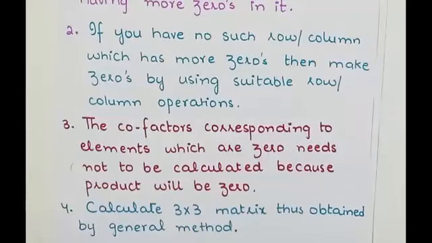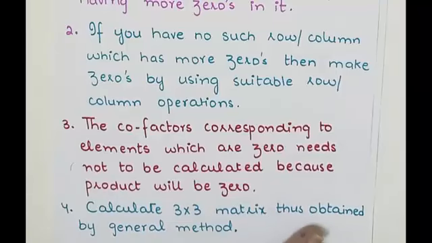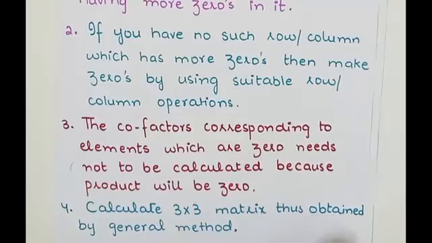Rule number 4 says calculate the 3 cross 3 matrix thus obtained by the Sarrus method. After this step, we will get a matrix of order 3 cross 3. Then we can simply take the determinant of 3 cross 3 order by that method. So let's take an example to understand these rules.